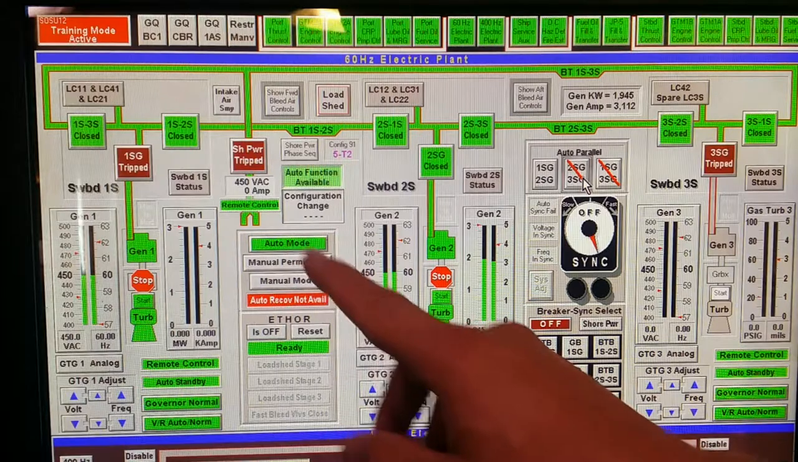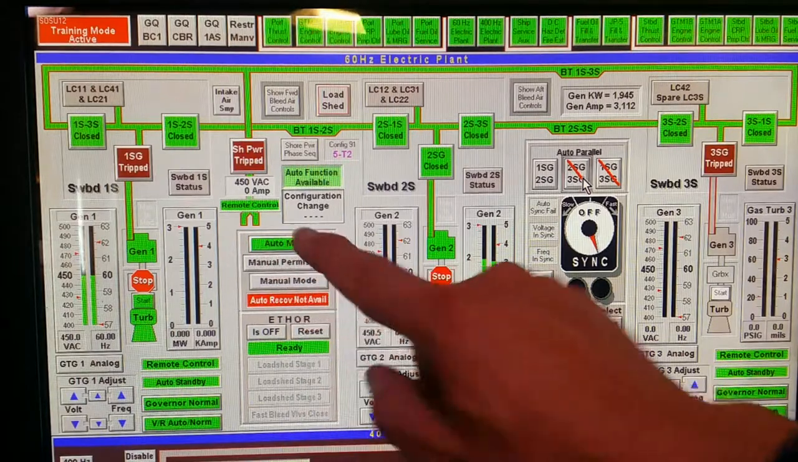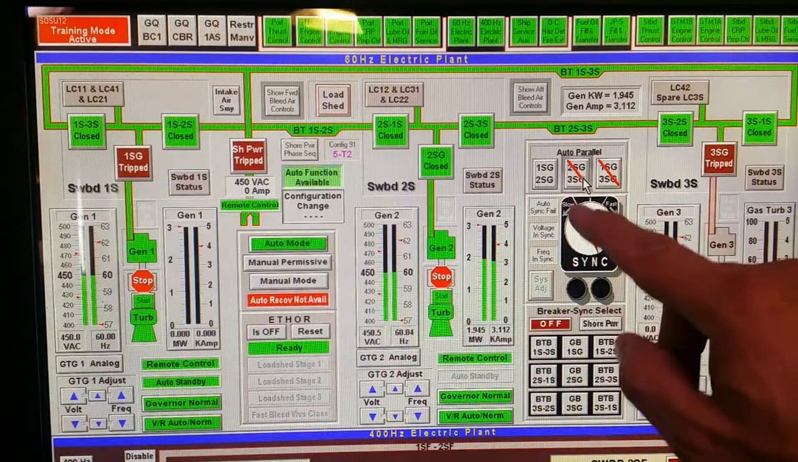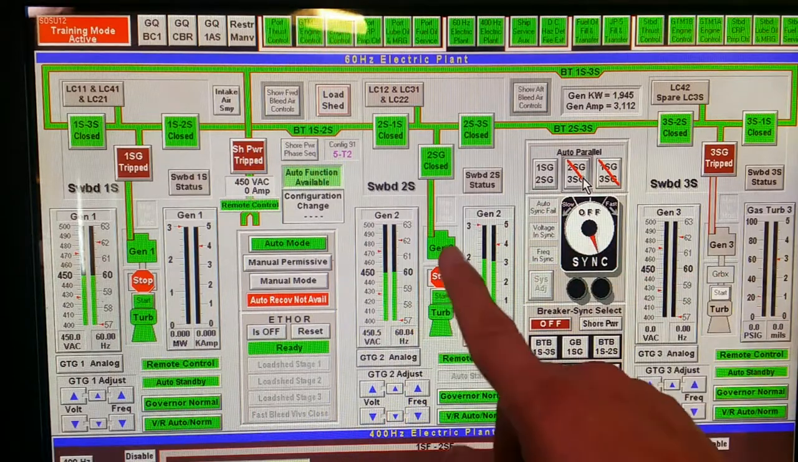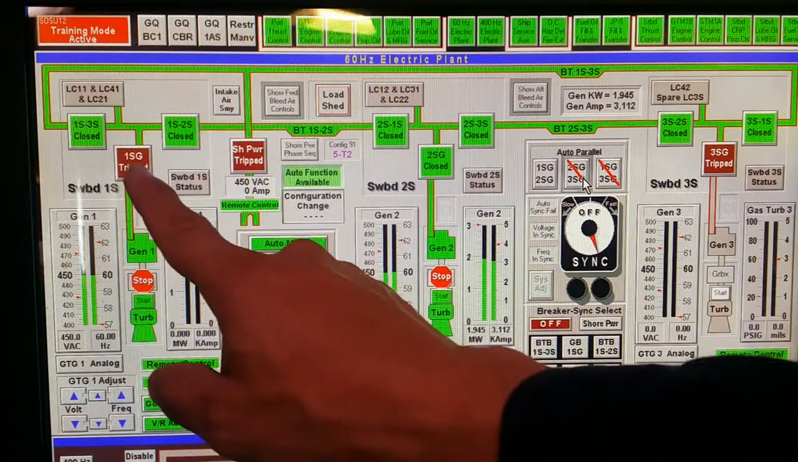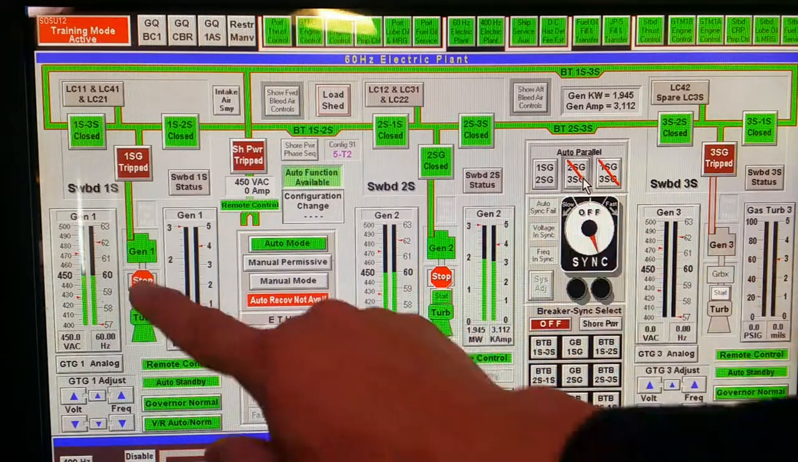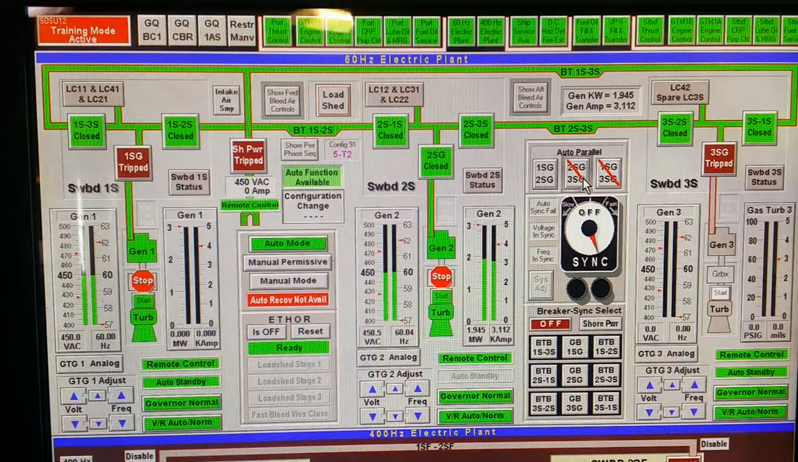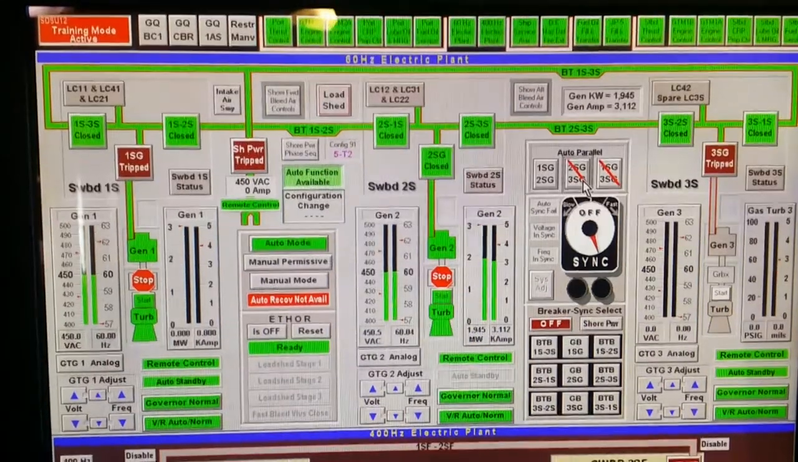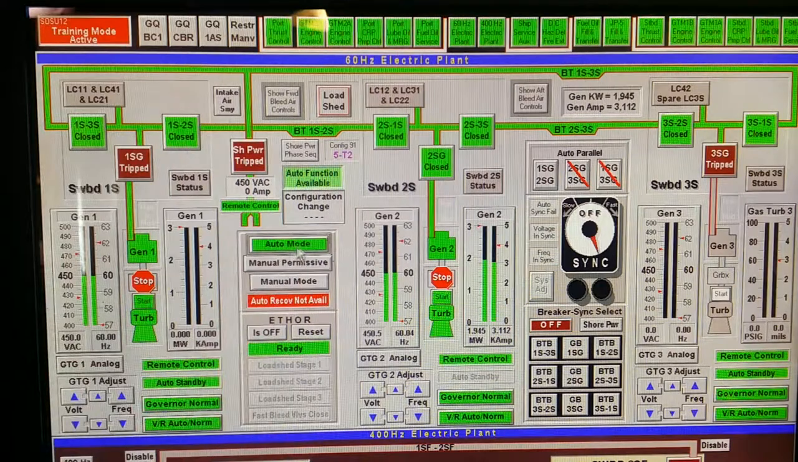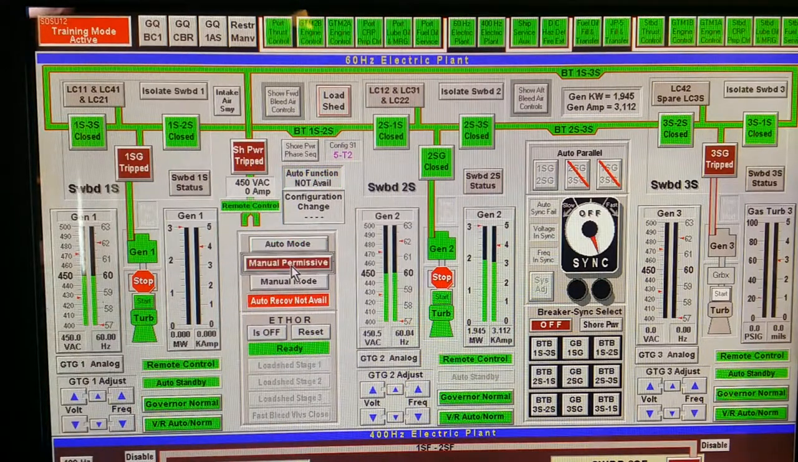Although something seems to be wrong, because when this goes green, I should have these two green over here, and it should allow me to close this one. Select 1S, 2G, and it should close by itself. But there is no fun in that. I'm going to show you the manual way. So to go manual, I have to disable the auto mode and go to manual permissive.